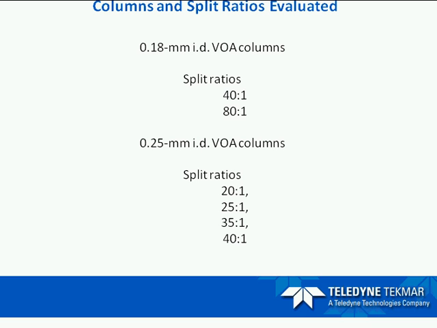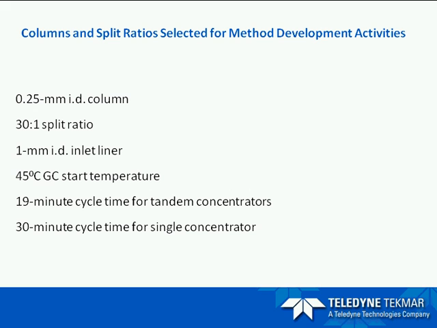Now, several 0.18 millimeter ID VOA columns were evaluated, using split ratios of 40 to 1, 80 to 1, followed by a comparison of several 0.25 millimeter ID columns. And those split ratios were 20 to 1, 25, 35, and 40 to 1. Again, for this investigation and comparison, the evaluation criteria included precision, peak shape, and signal-to-noise ratio and detection limit estimates. Now you'll notice on your screen that these are the conditions selected for the research studies based on the performance criteria that I just mentioned to you.